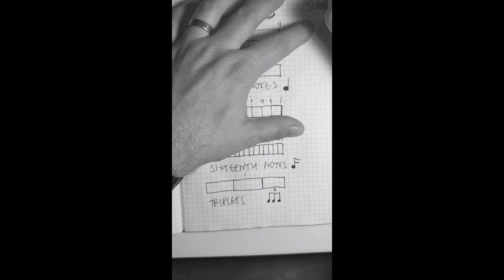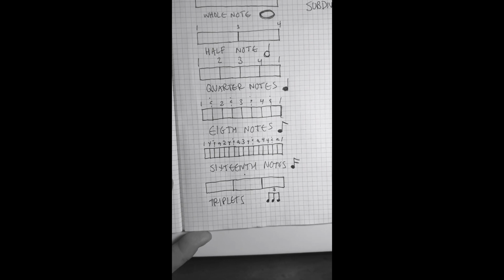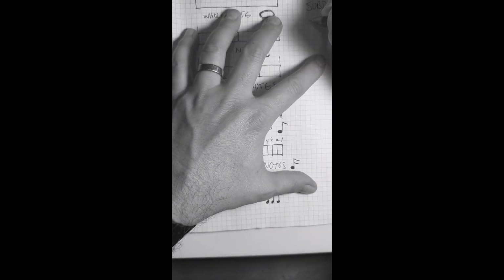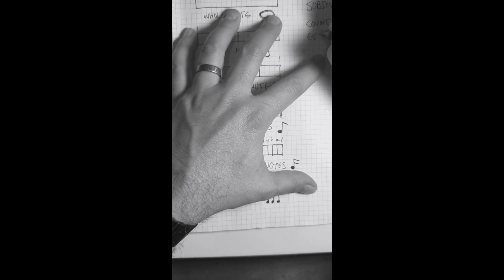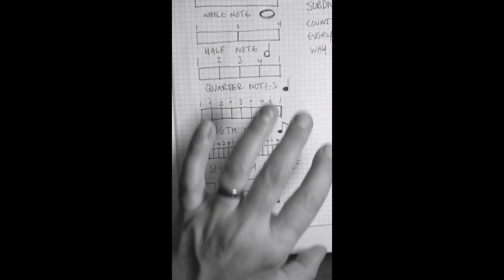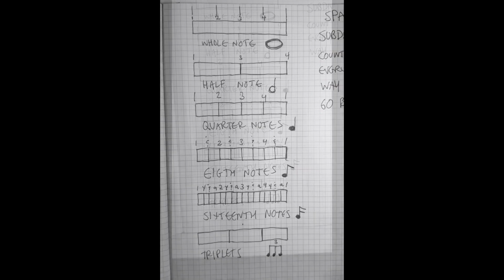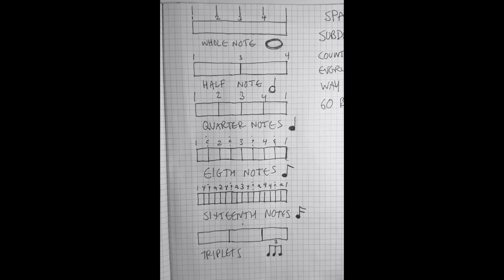These are, again, called subdivisions, like parcels of land that take up space. Okay? So the exercise we're going to do is we're going to learn how to count these every way. Okay? So we're going to put on a metronome, and we are going to count.